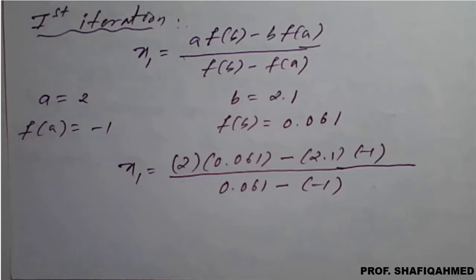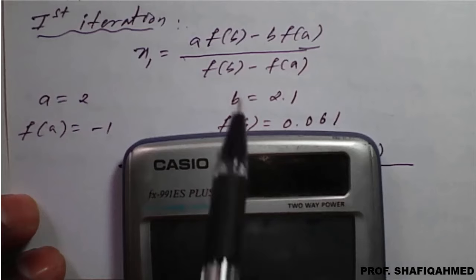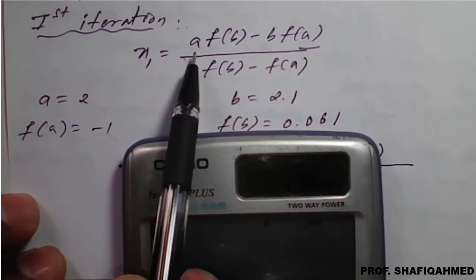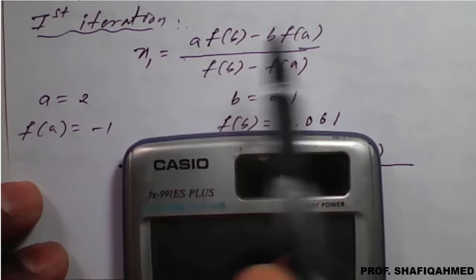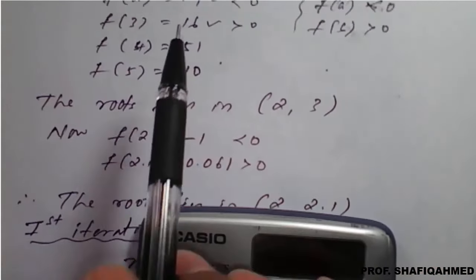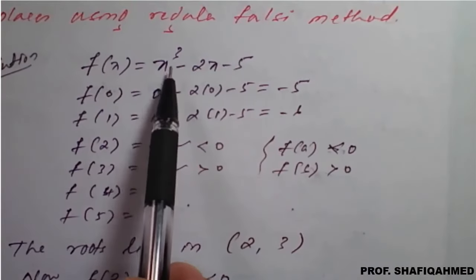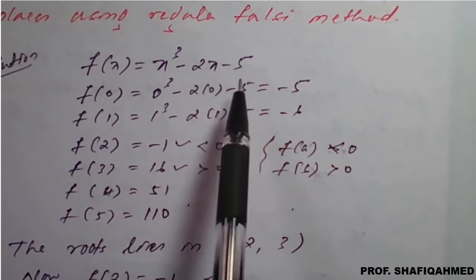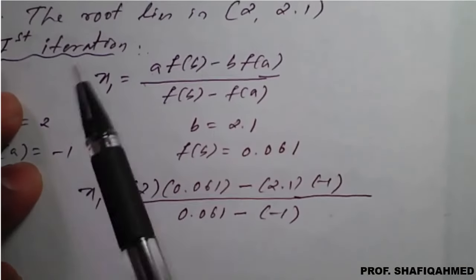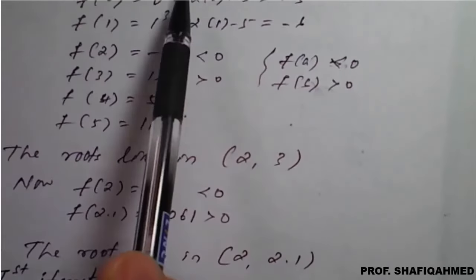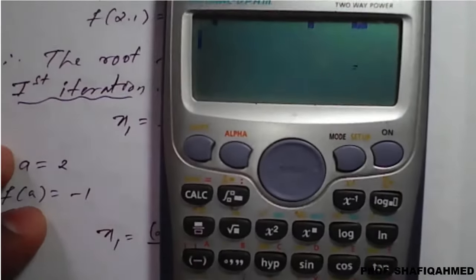So I will use the calculator, but while using the calculator I will use one concept here. I will write this formula in the calculator. So small a I will consider as capital A in the calculator, and f of b means we need to write this equation, x cube minus 2x minus 5, in the capital B form. And f of a, the same equation we have to write in capital A. Just see how to write, I will show here.